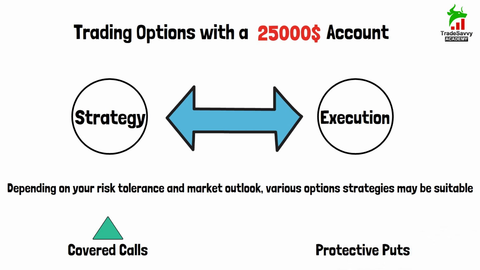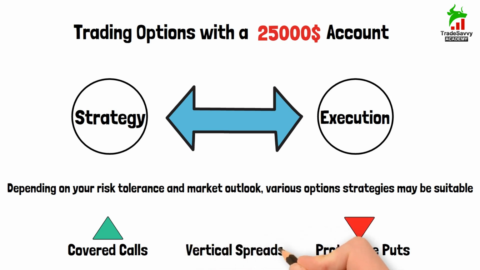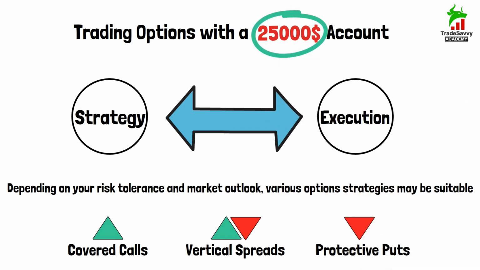Protective puts. Buying puts on an underlying asset you own can serve as insurance against declines in value. Vertical spreads. These involve buying and selling options at different strike prices, but with the same expiration date to limit risk while still allowing for profit potential. By implementing these risk management practices while trading options within a $25,000 account framework, traders can navigate the complexities of the market more effectively while safeguarding their capital against significant losses.